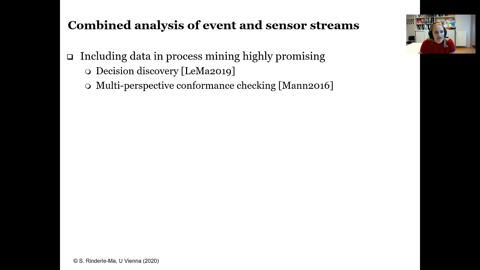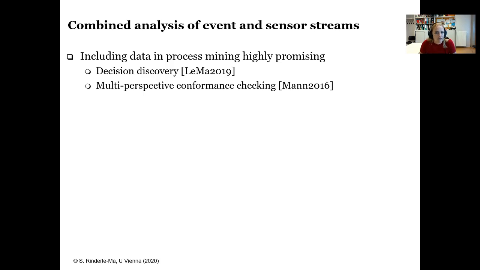So including extra data like sensors in process mining is highly promising. So in the state of the art, there has been work on, for example, decision discovery based on data. This means that at alternative branchings in the process where a decision has to be made, based on the data that was collected by the process, we can discover the decision rule behind the decision. For example, temperature equal or under 40 or something.